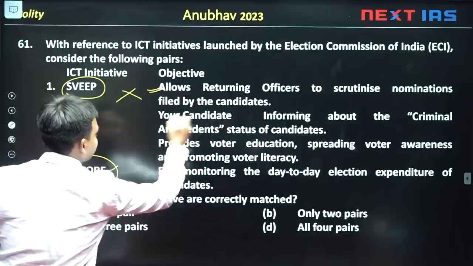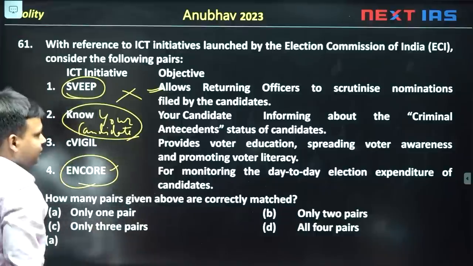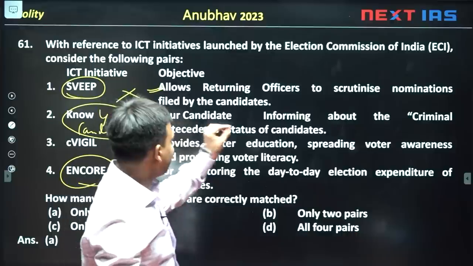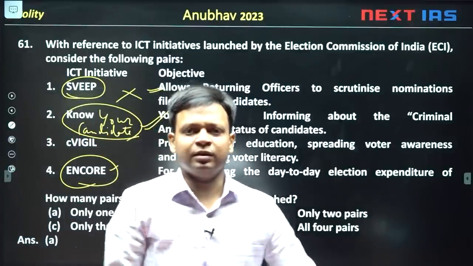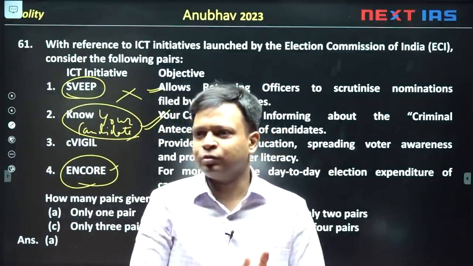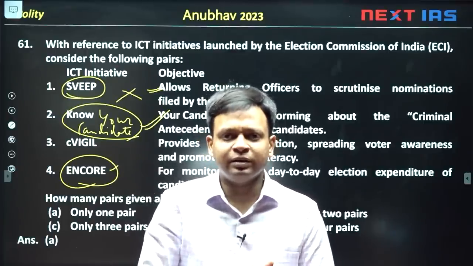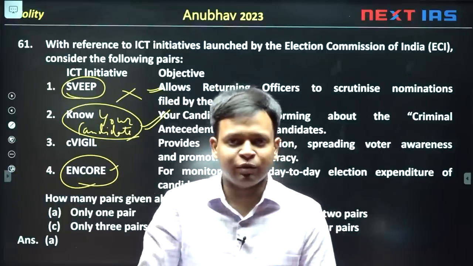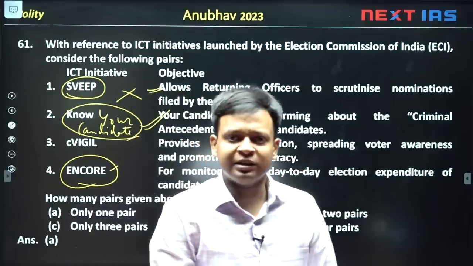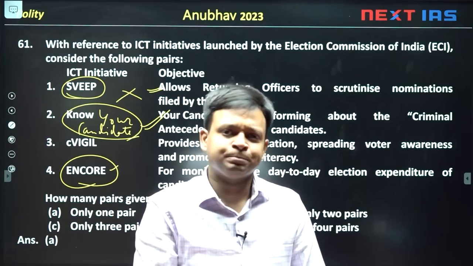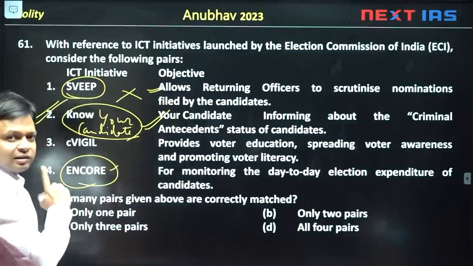Second one is Know Your Candidate. It is like a KYC which we have in our bank, Know Your Customer. This is Know Your Candidate. So informing about the criminal antecedents status of candidate, this is a correct pair. We know that Supreme Court had given the judgment in the Union of India versus ADR case 2002, where it had made mandatory that the candidate's criminal background must be brought into the public domain. So after that, some amendments were brought to the RPA, section 33A was added, 33B was added. To make the people aware of the background of the candidate, it is mandatory that their criminal background should be declared in public domain. So this platform is helping in that. So this is a correct pair. First one is wrong, second one is correct.